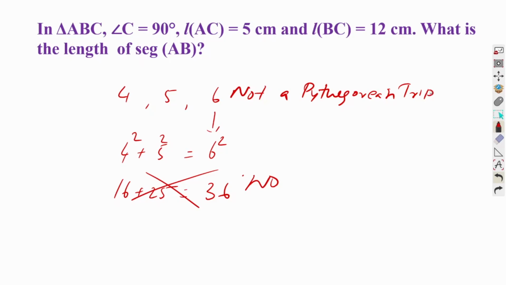If it is not a Pythagorean triplet, such a triangle's sides will not fit into a right angle. Understood? So that way we have to check.